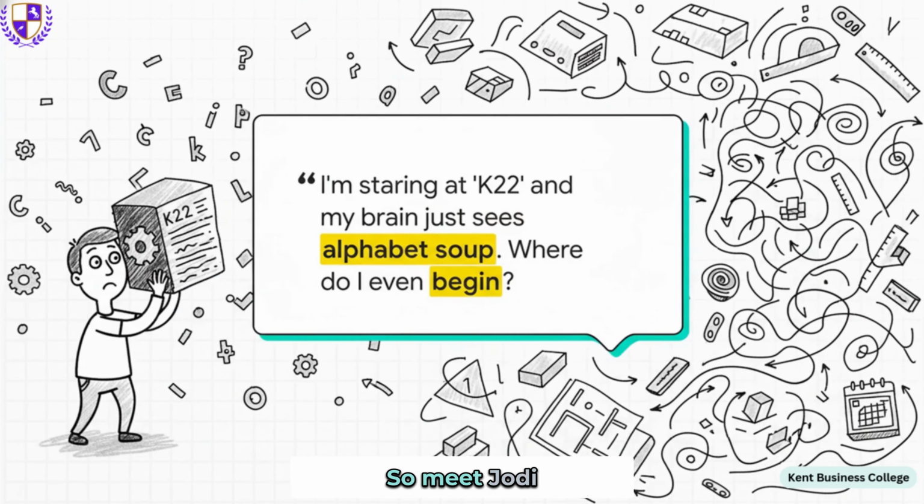So meet Jody. And let's be honest, if you're an apprentice, you've been here. You get handed the standard K22, and it's just this wall of text, this alphabet soup. It feels completely overwhelming. You're just wondering, where do I possibly start? Well, Jody's challenge is exactly what we're going to solve together today.